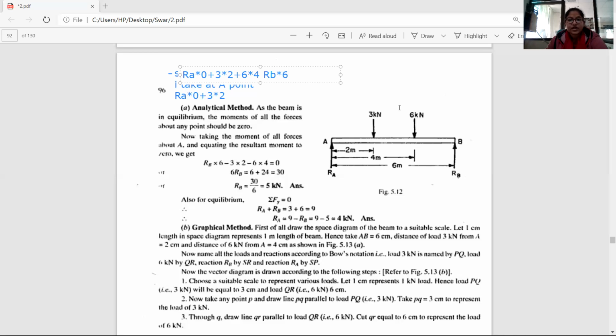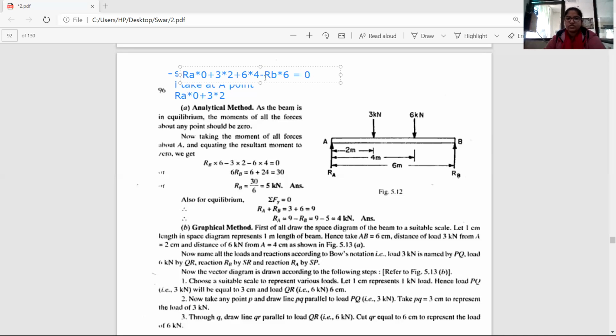Now the point is whether the sign will be positive or negative. How can we say? We can say by the directions. This B is moving around this point in an anti-clockwise direction, so my sign will be negative, and this equation will be equal to 0.